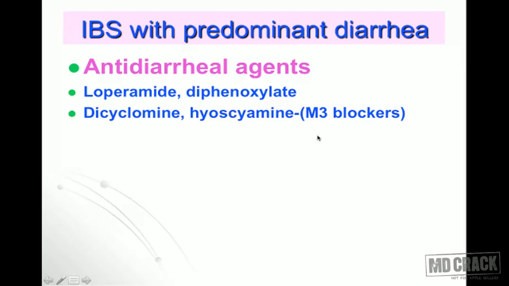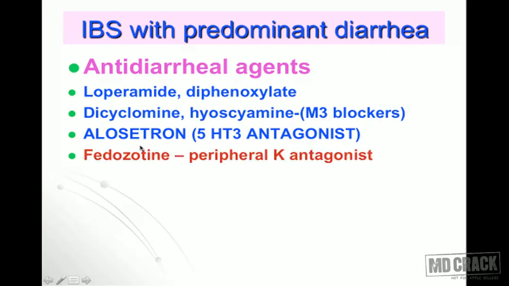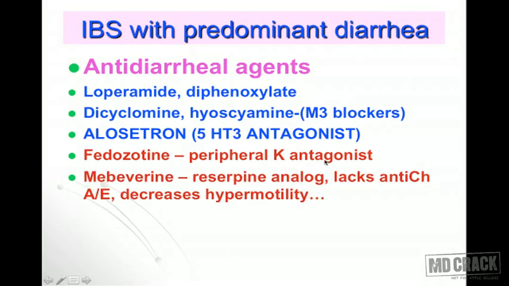Then you have M3 blockers, that's dicyclomine and hyoscyamine. These can work as antidiarrheal agents. These are anti-muscarinic or anticholinergic drugs. Next you have a 5-HT3 antagonist, alosetron, which is useful in IBS with predominant diarrhea. The next newer agent is a peripheral potassium antagonist called fedotozine.